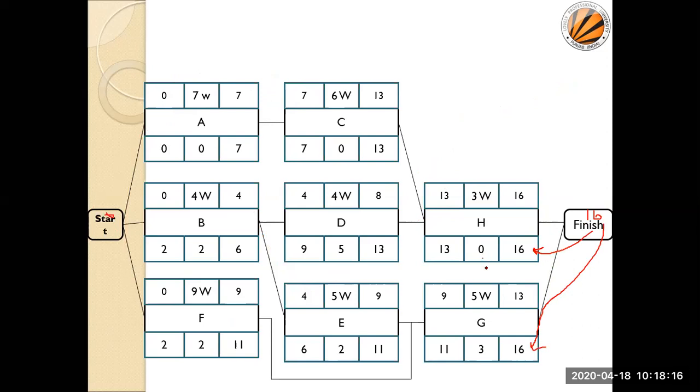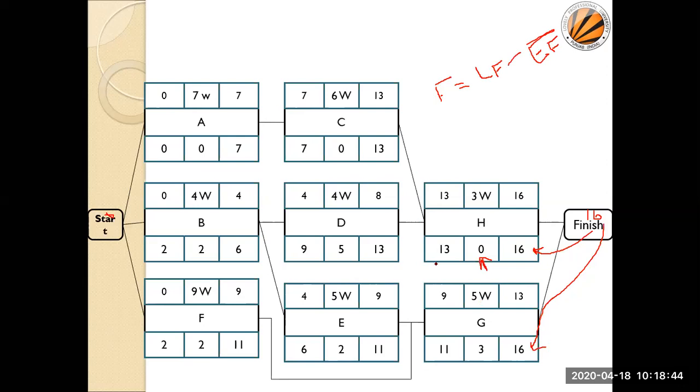Now how do I get this float? My float is equal to latest finish minus earliest finish. This is the way we are getting this float. So now 16 minus 16, that becomes 0. 16 minus 13, that becomes 3.